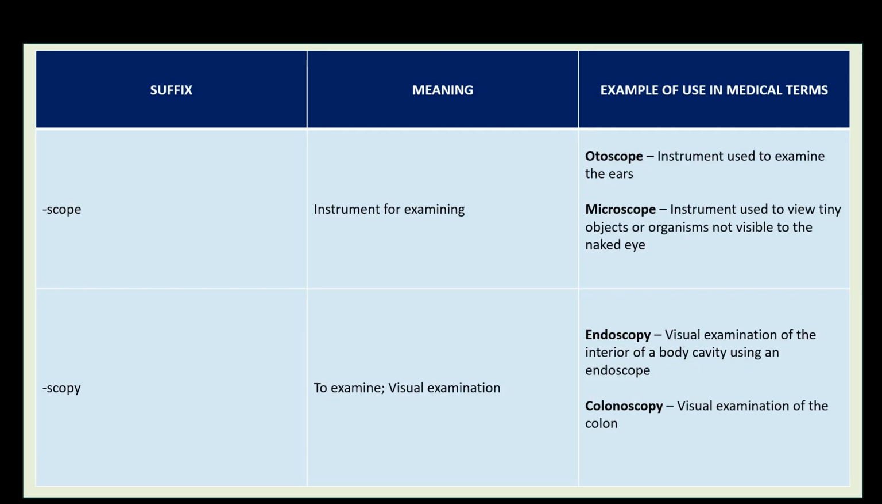Okay, now we have the last two suffixes for the day, that is scope and scopy. Scope means instrument for examining. Again, this is a commonly used term. So here you can see otoscope means instrument used to examine the ears. Then we have microscope, an instrument used to view tiny objects or organisms that are not visible to the naked eye. So these are the two terms where we are using the suffix scope, providing information related to an instrument for examining.